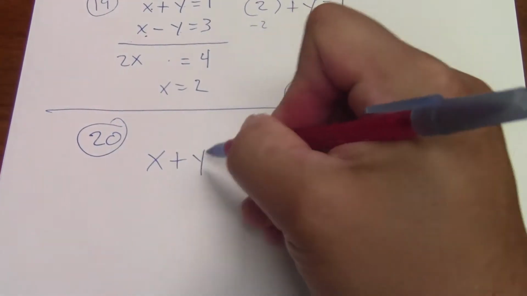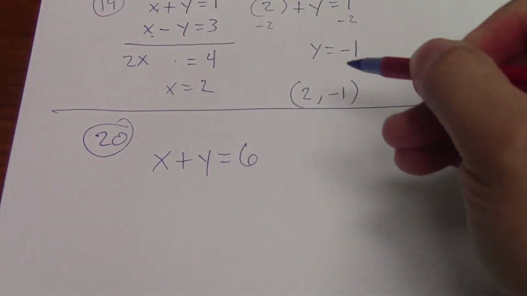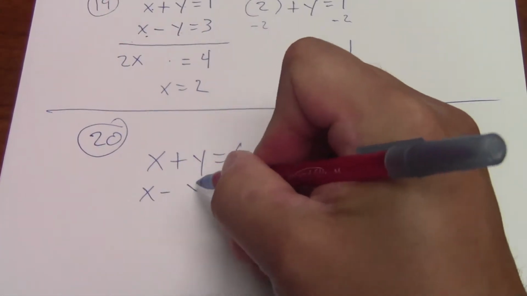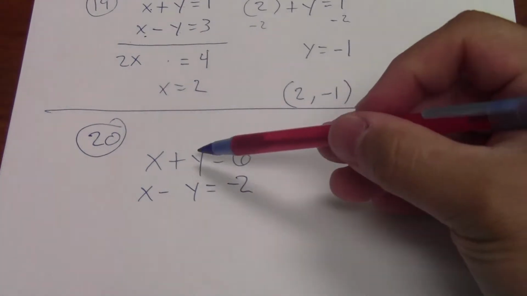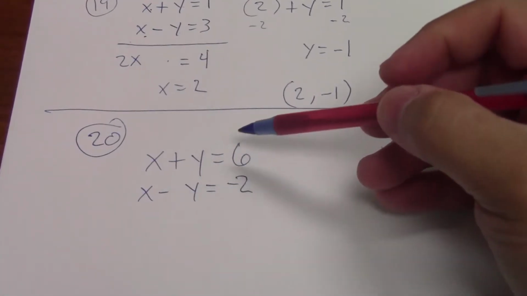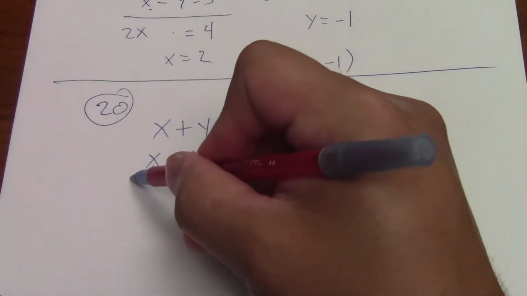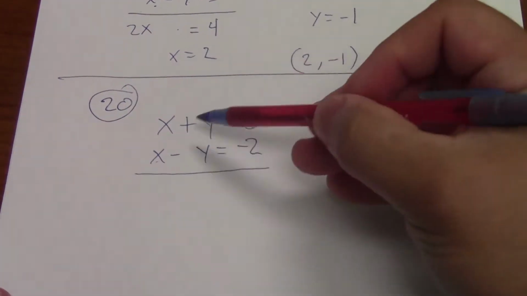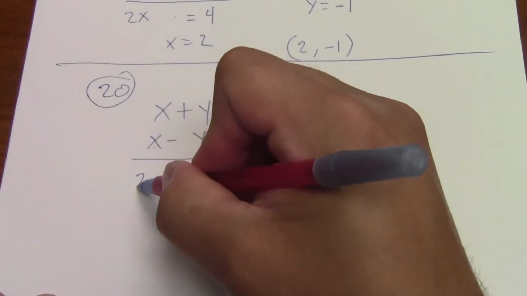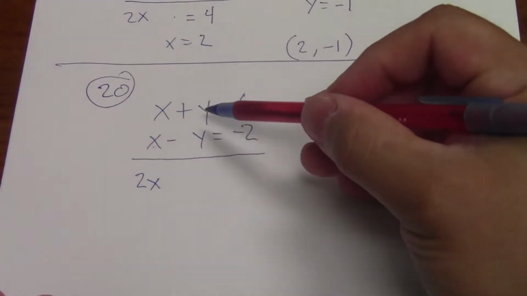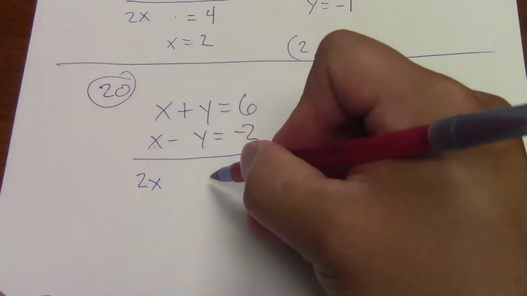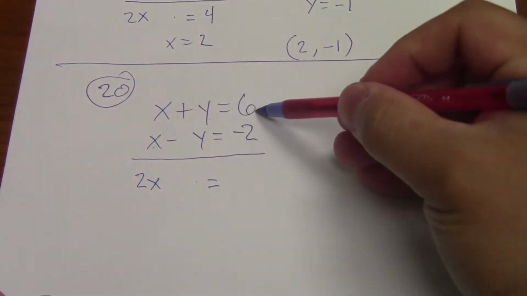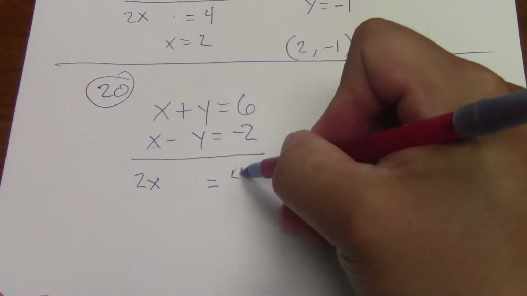x plus y equals 6. x minus y equals minus 2. Once again, they set it up for us real nice, so it makes it easy. All I'm going to do is put a line underneath. x plus x, 2x. Positive y and negative y cancel each other out. I'm going to bring the equal sign down. 6 and negative 2 gives you 4.